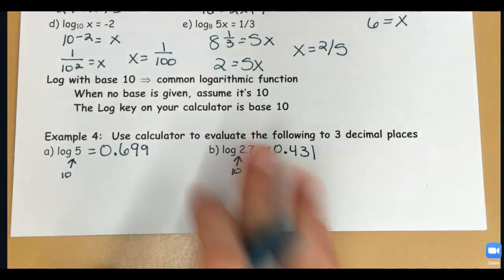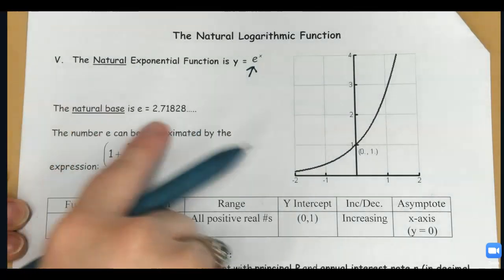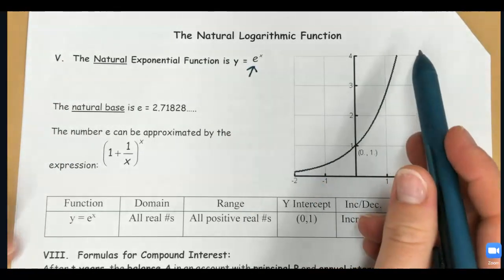And then we are going to continue talking about logs, but we are going to take one slight detour to talk about a special type of exponential function, and that is our natural exponential, when we have our natural base e. E is kind of like pi in that it's a special number that repeats and goes on forever, and it's approximately 2.7.